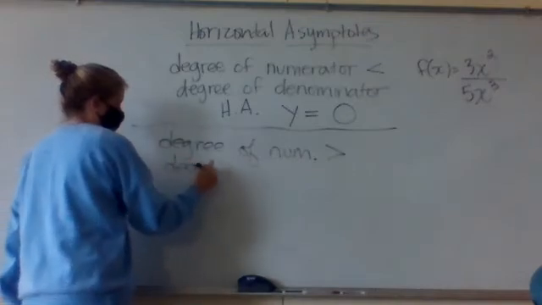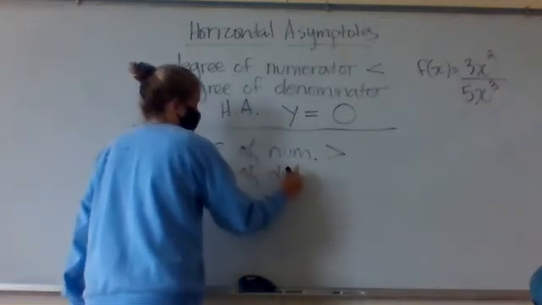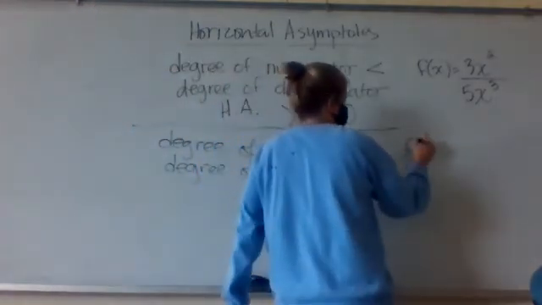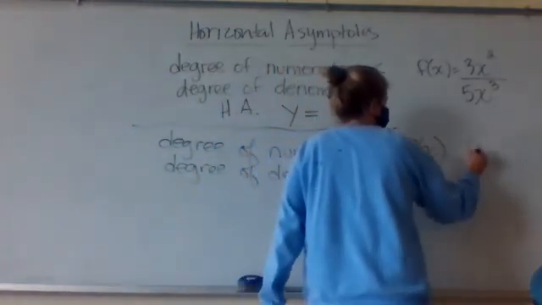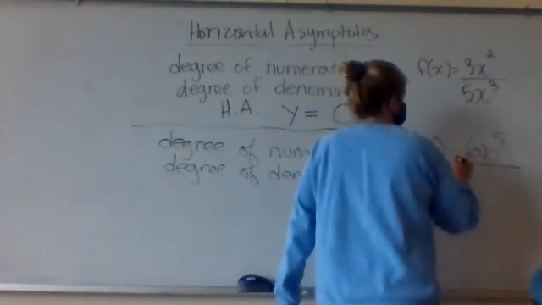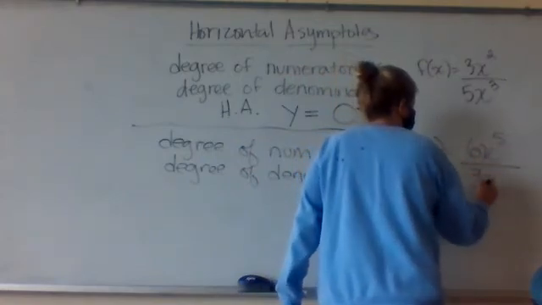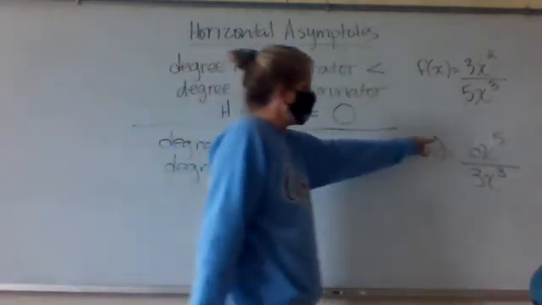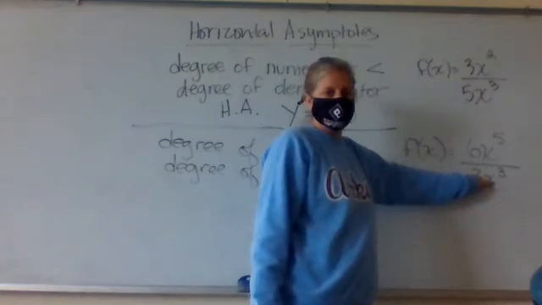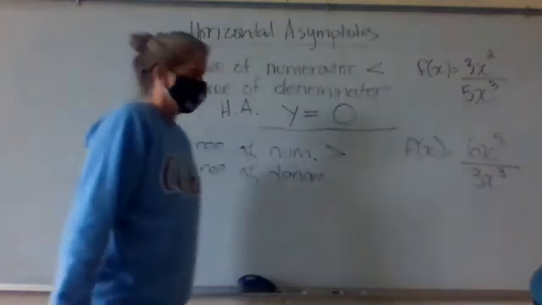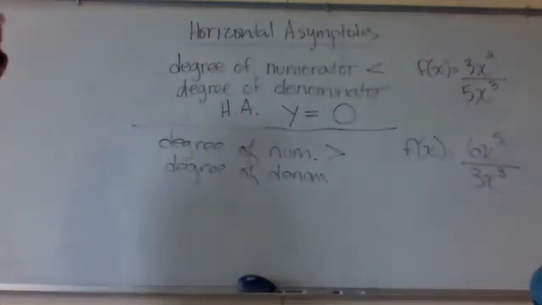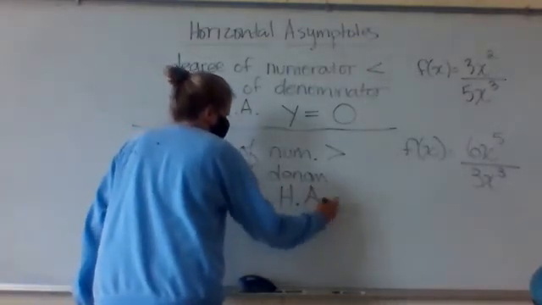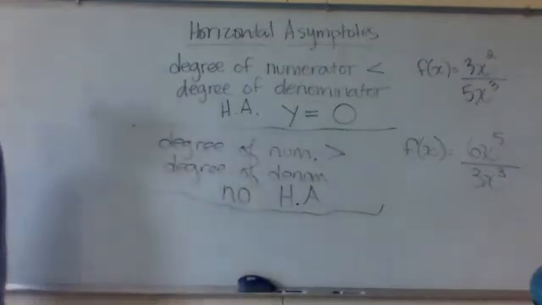the degree of the denominator. So what would that look like? That would look like if your function was something like this. Where the numerator had the higher degree. So again, degree of the numerator is greater than the degree of the denominator. That means there is no horizontal asymptote. There just isn't a horizontal asymptote in that situation.